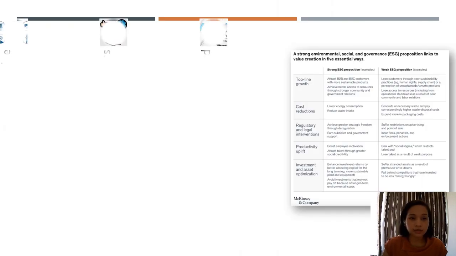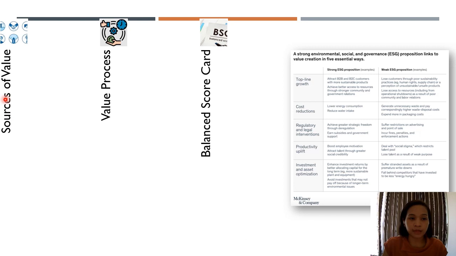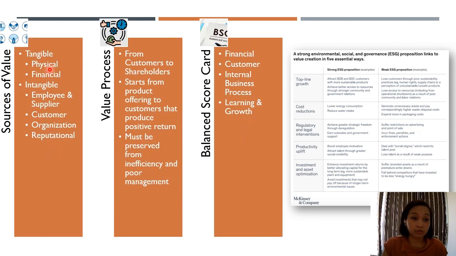The second part is talking about value. When we are talking about the sources of value, it is divided into tangible and intangible value. Tangible is something like physical and financial. Intangible is like employee and supplier, customer, organization, and reputation. And then the second part, we are talking about the process of value.